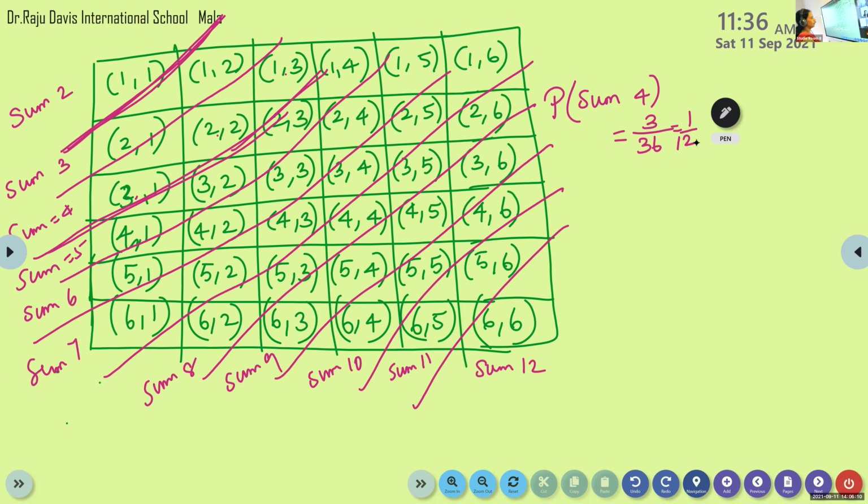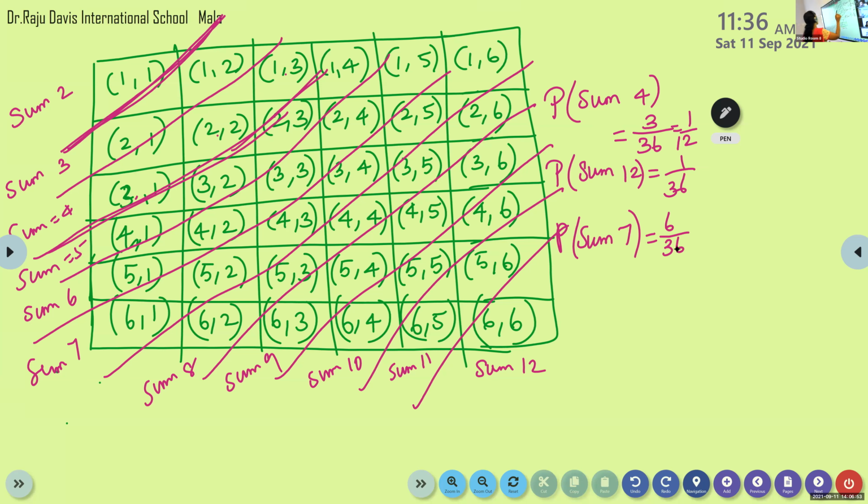What is the probability of getting sum 12? Yes, it is 1 by 36. What is the probability of getting sum 7? 1 by 36. That is same as 1 by 36 only. Sum is 7.